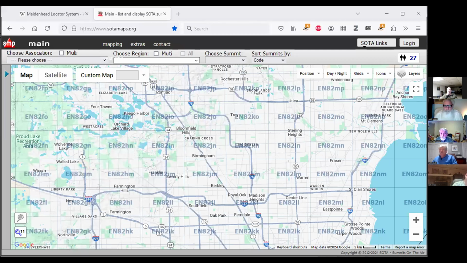What are people seeing on the screen here? EN82. No, that's not what I wanted. Uh-oh. All right, let's see if I can get back to this here. It's the grid square map around Birmingham. You're seeing the grid square map? Yeah. Okay, because I'm not seeing that quite.